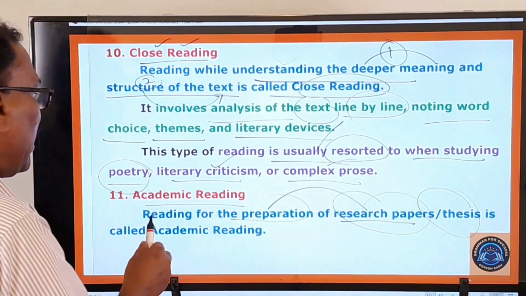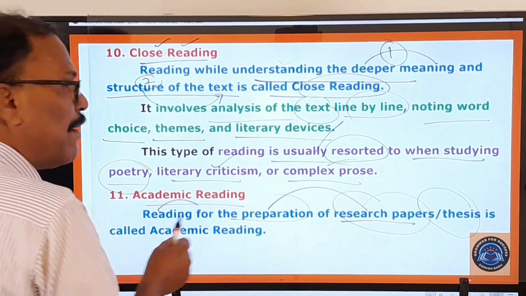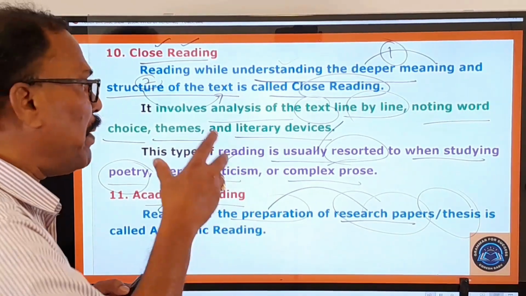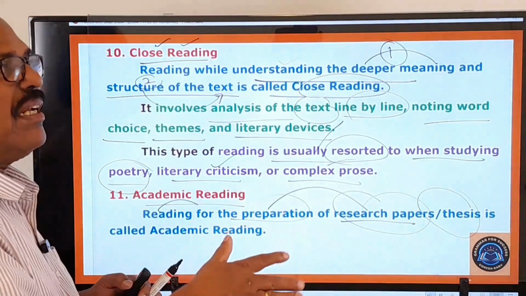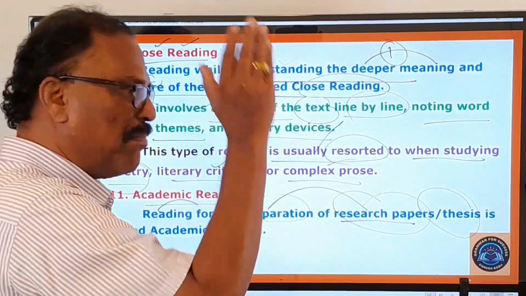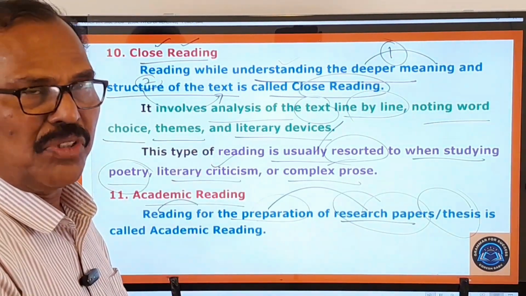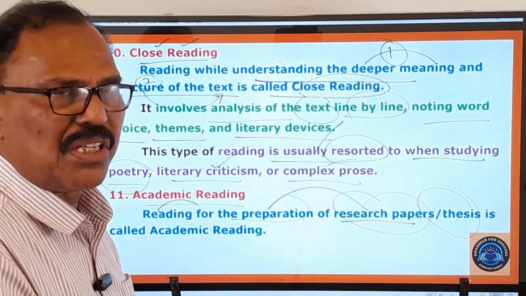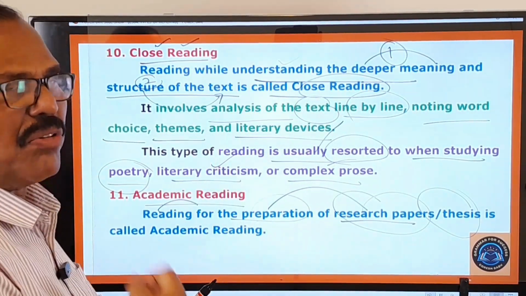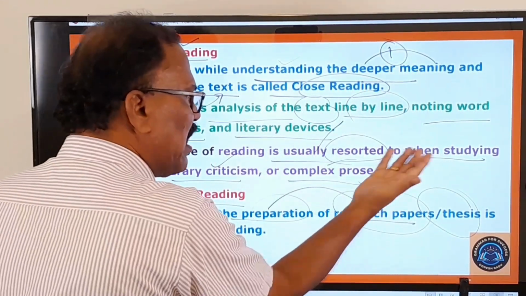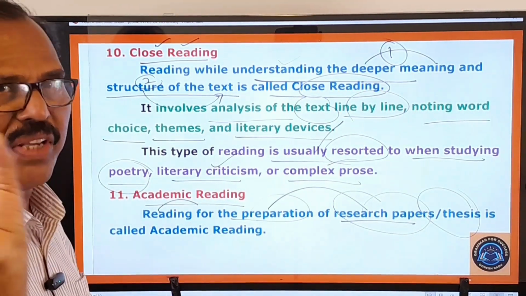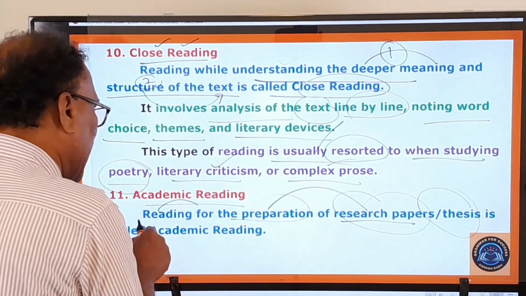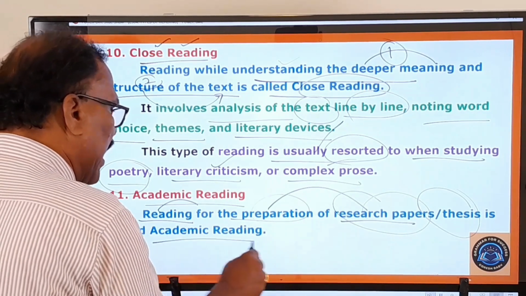You have to read various books and then only you will be able to prepare research papers and thesis. You have to sit in the library from the morning till the evening. You have to go through various kinds of books and take down the notes, so that you can prepare the research papers and thesis. That's only possible whenever you sit in the library hours together. That kind of reading is called academic reading.